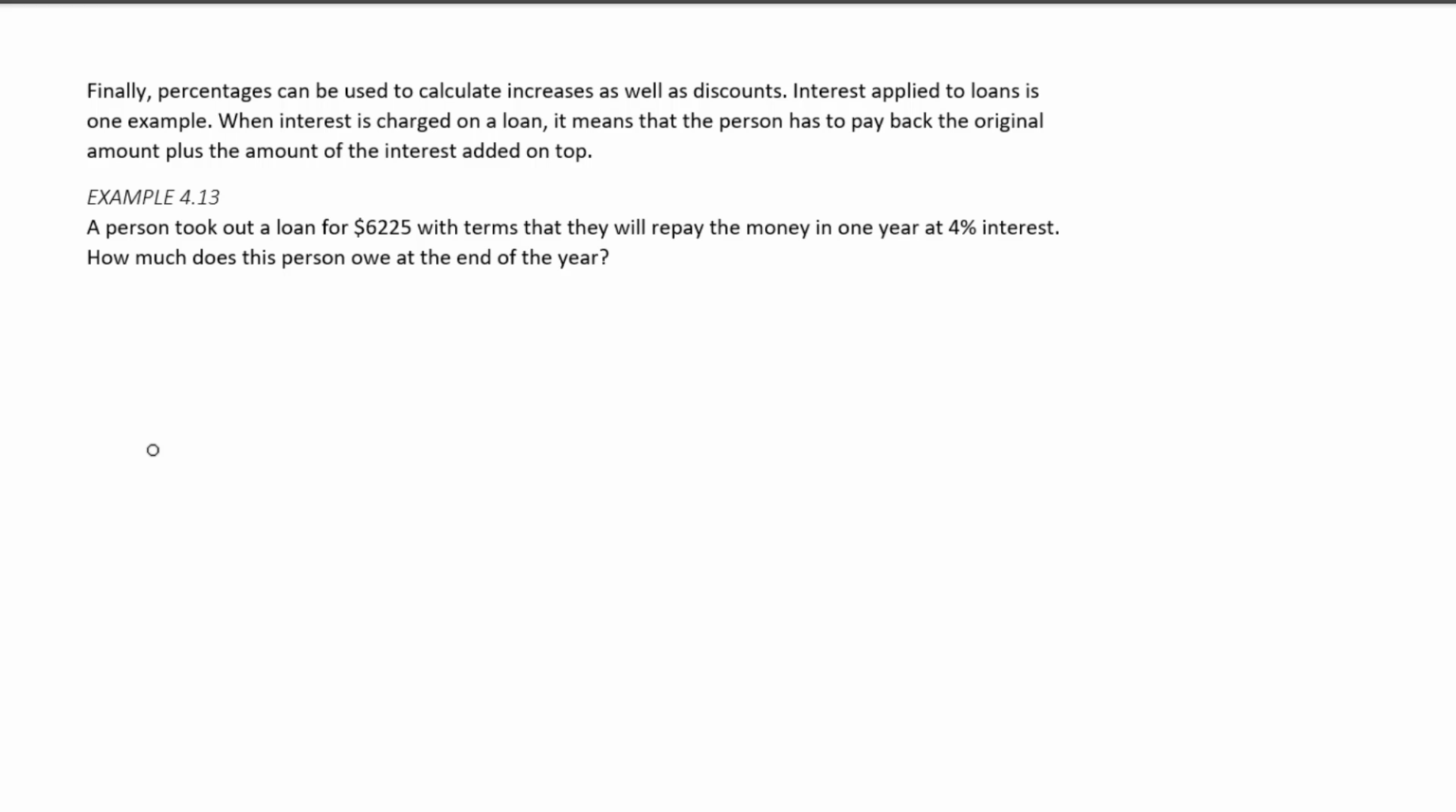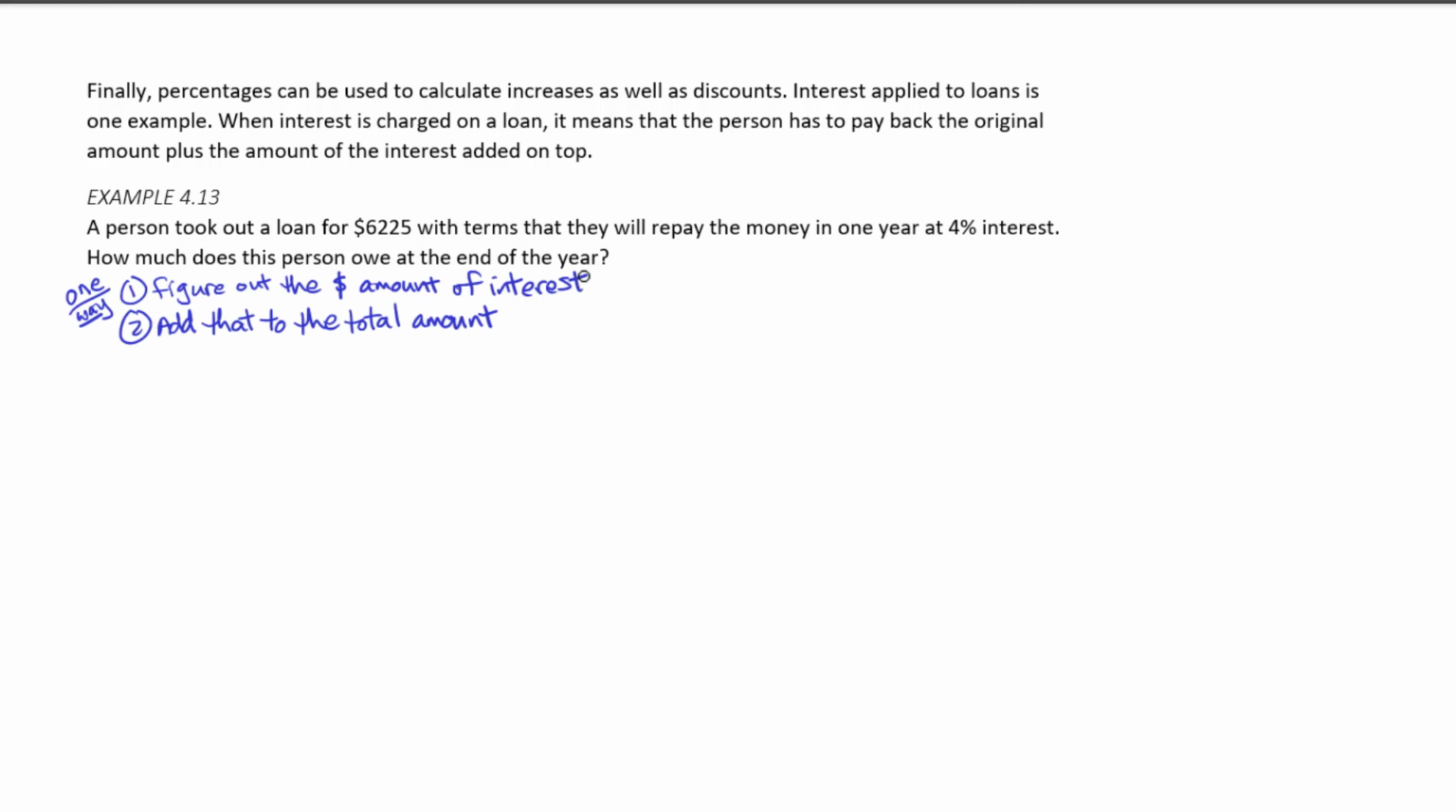Finally, percentages can be used to calculate increases as well as discounts. Interest applied to loans is a good example. When interest is charged on a loan, it means that the person has to pay back the original amount plus the amount of the interest added on top. So they have to pay back 100% of the loan plus the percentage of interest. Taking a look at example 4.13, a person took out a loan for $6,225 with terms that they will repay the money in 1 year at 4% interest. How much does this person owe at the end of the year?